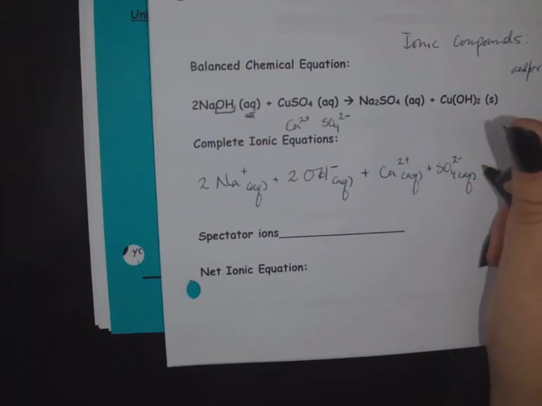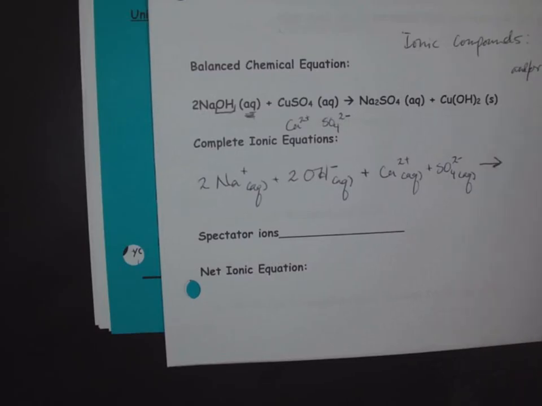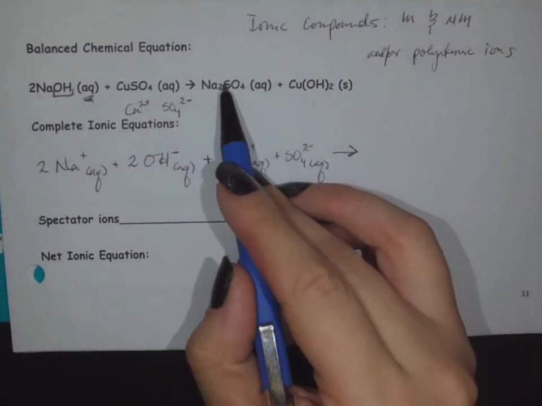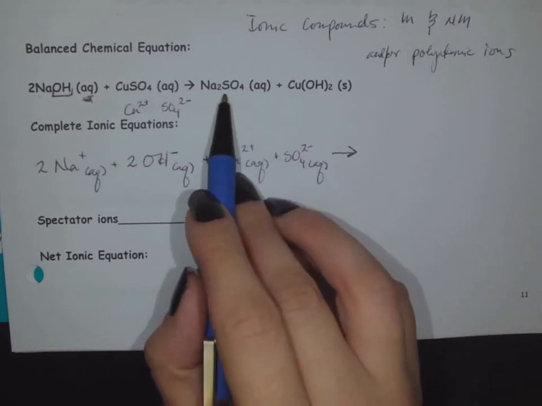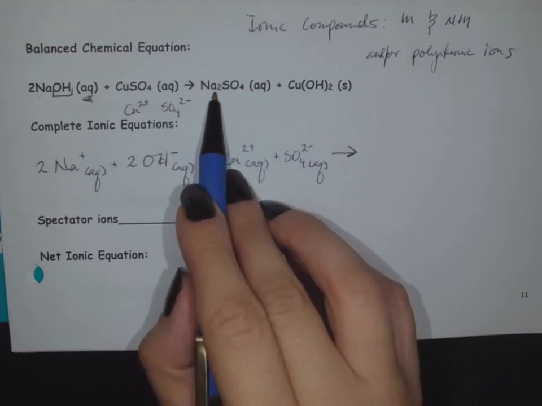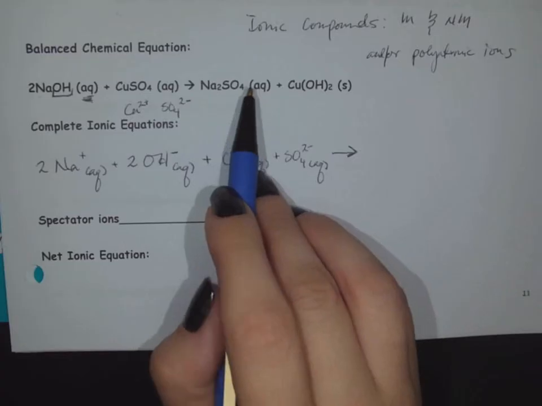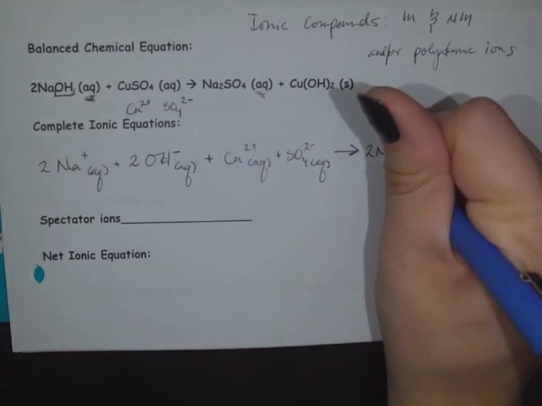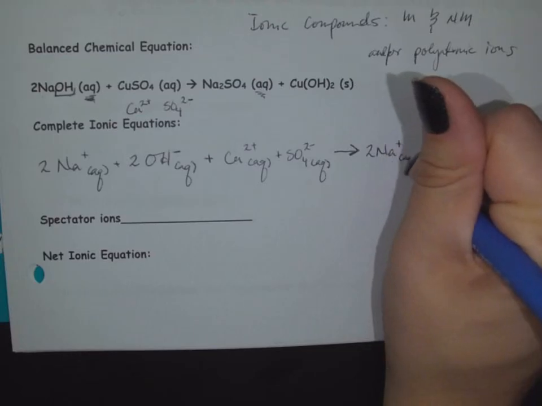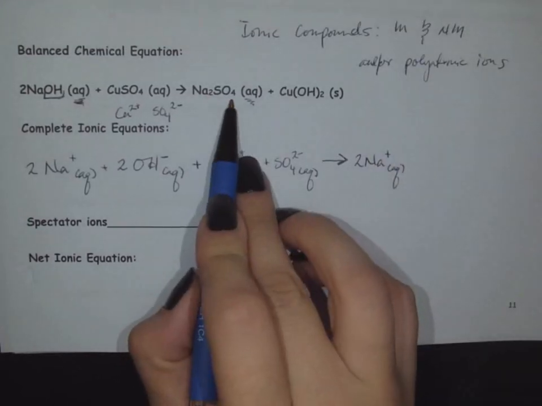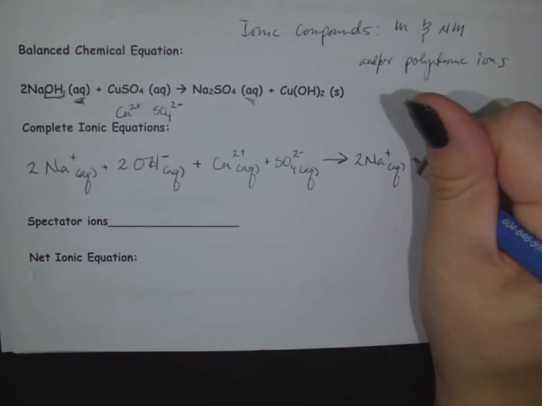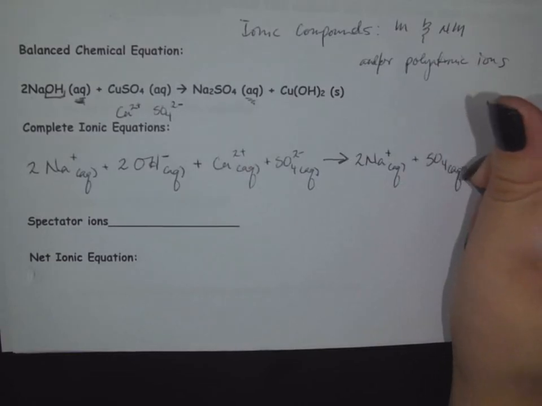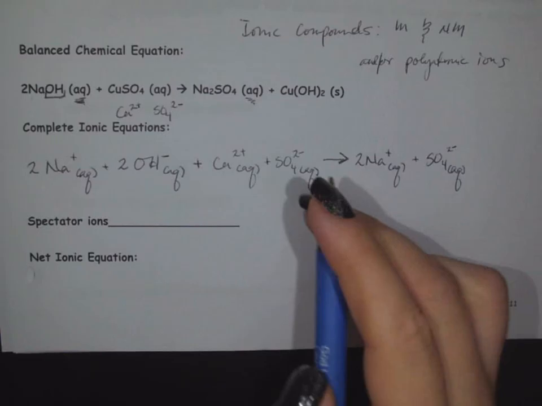Okay, now that's our reactants. It's going to turn into sodium sulfate. So sodium, Na, but there's 2 of those, and this is aqueous again, so I need to separate it. So 2 Na plus aqueous and 1 sulfate, so plus a sulfate, SO4 2 minus aqueous.